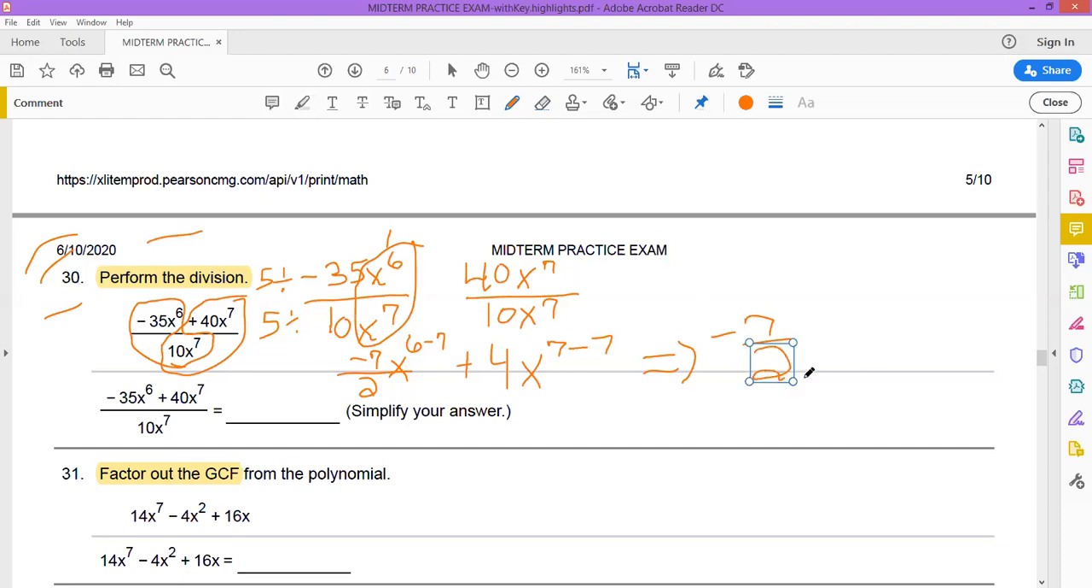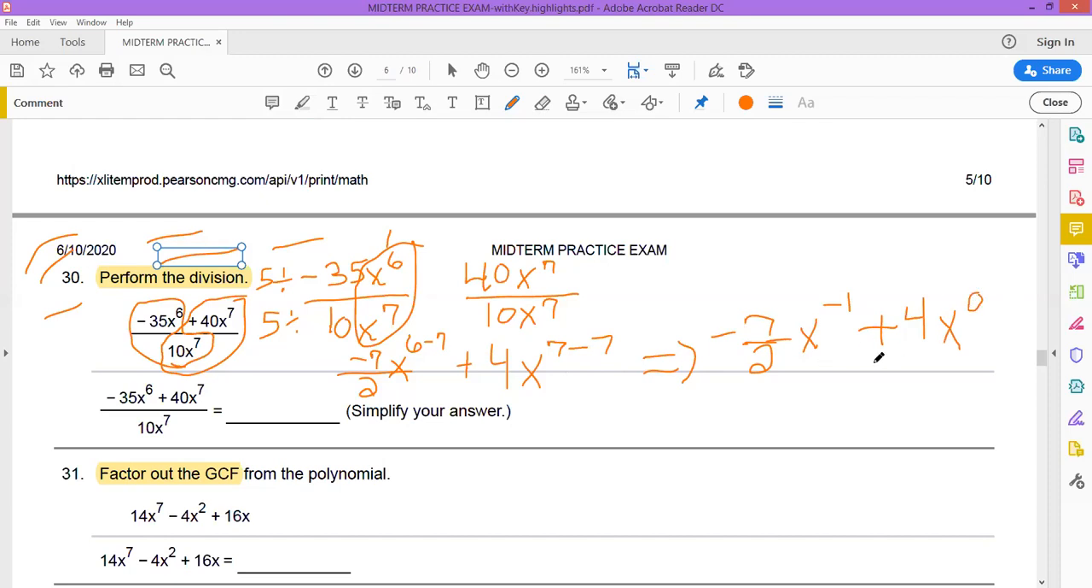So negative 7 halves. And our variable, remember when we subtracted here, we subtracted 6 minus 7. Negative 7 halves. And 6 minus 7 gives us x to the negative first power. Now with the 40 over 10, we got 4, and that's positive, so positive 4. And x to the power of 7 minus 7, or 0.